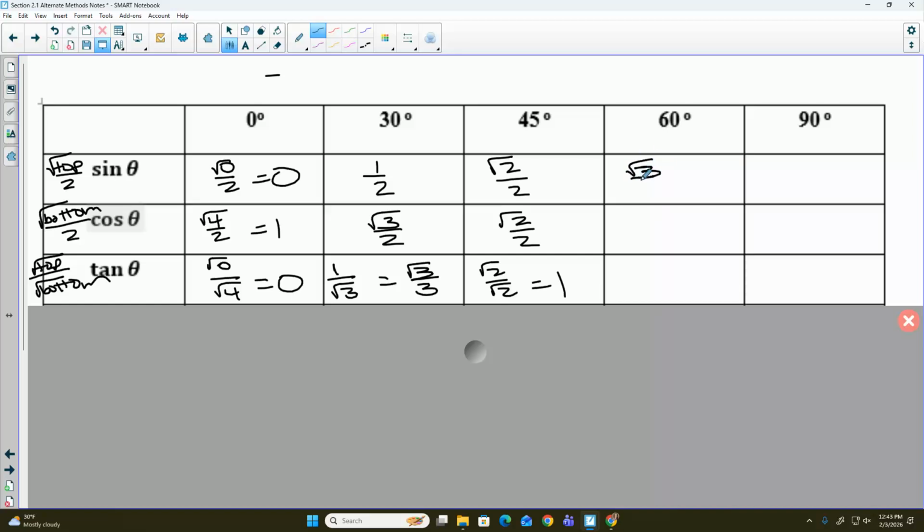60, sine, square root of 3 over 2. Cosine, square root of 1 over 2, so 1/2. Tangent, square root of 3 over square root of 1, square root of 3. And at 90, sine, square root of 4 over 2 is 1. Cosine, square root of 0 over 2 is 0. Tangent, square root of 4 over the square root of 0, undefined. How do we do on that?